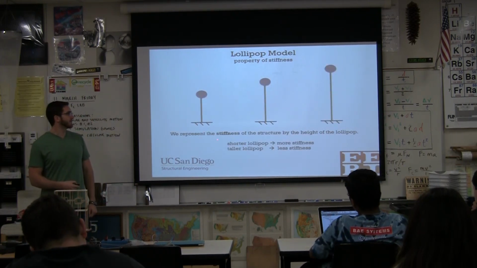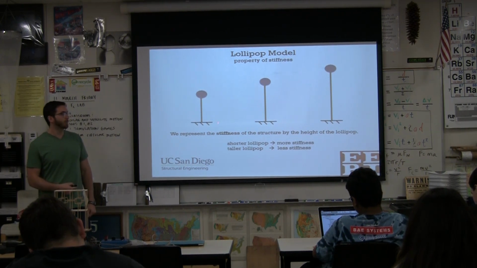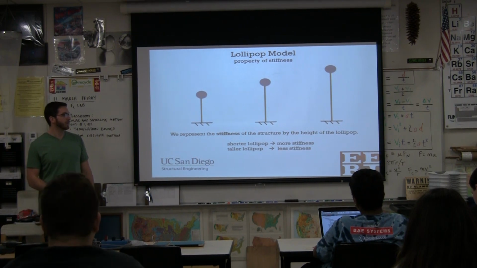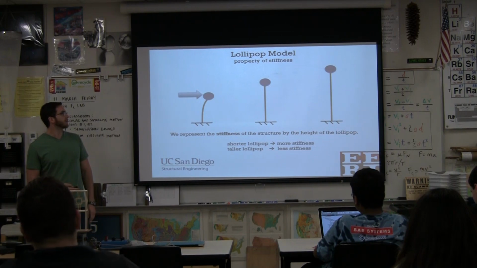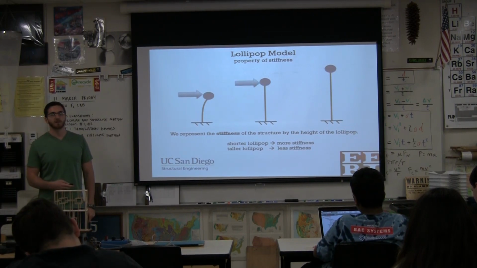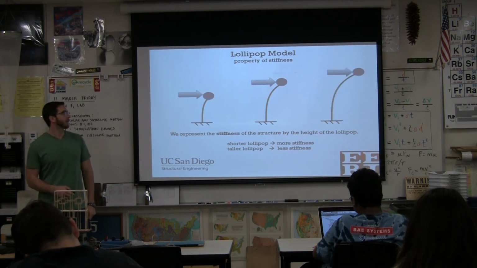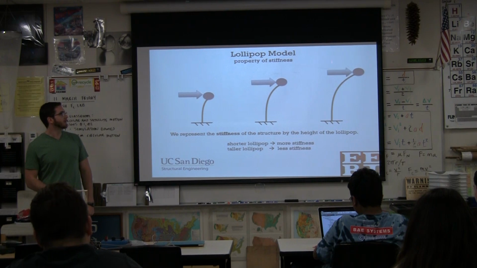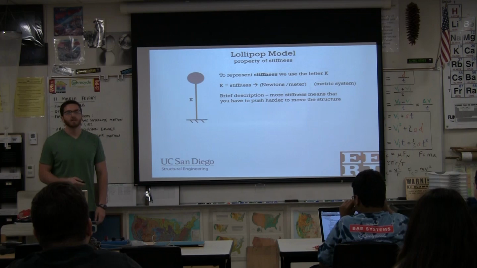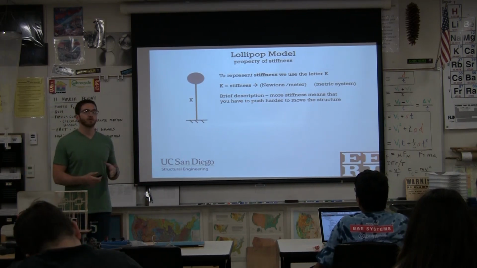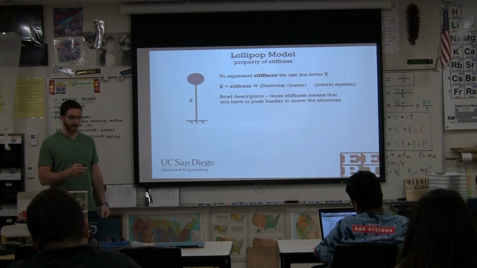To represent the property of stiffness, it's represented by the height of the lollipop. So a shorter lollipop would be stiffer, and a taller lollipop would be less stiff. We can imagine that, right? If I push on this, it's going to move a little bit. This guy's going to move more or less. If I push with the same force, it's going to move more. This guy, the most, right? He's the least stiff. So that's how we represent the stiffness and the mass of our structure. Stiffness being the height, mass being the size of the lollipop at the top.